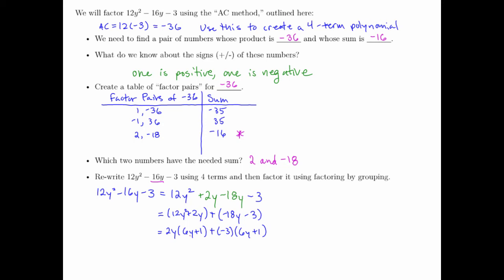Now, both of my groups have 6y plus 1 as a factor. So I can factor that itself out, 6y plus 1, and then I'm left with 2y plus a negative 3, or minus 3. So fully factored, this is the quantity 6y plus 1 times the quantity 2y minus 3.